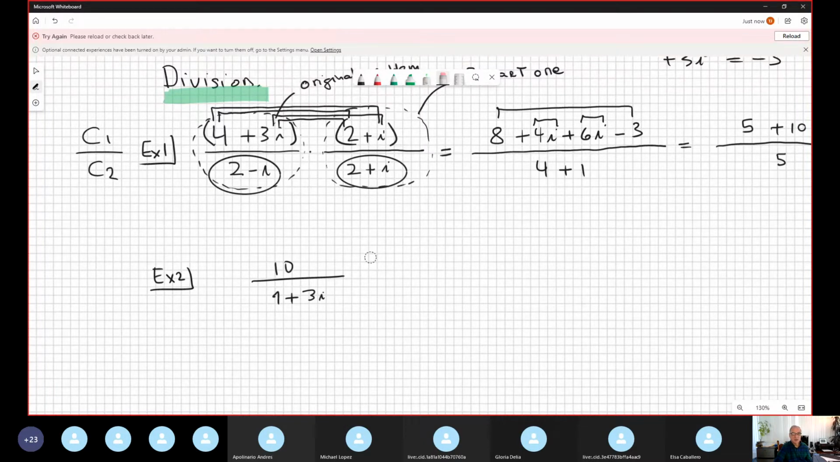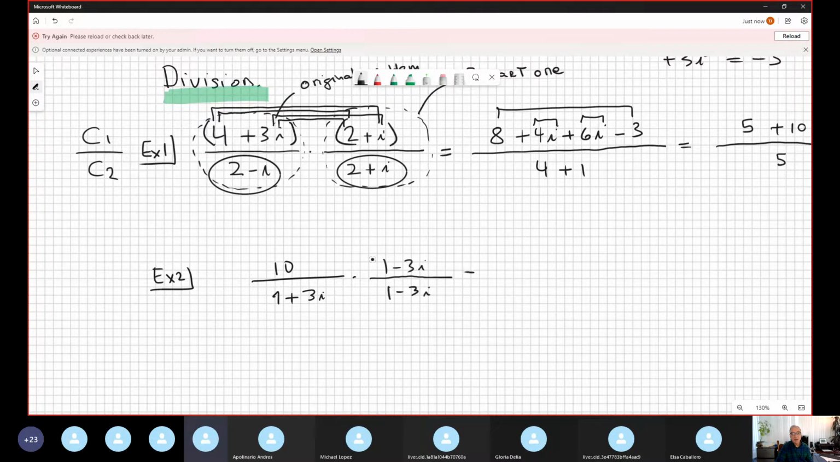1 plus 3i gives a complex number, actually. This is the given original. What should I do? Create the smart one. The smart one is created using the conjugate of the complex number in the denominator, which gets 1 minus 3i.